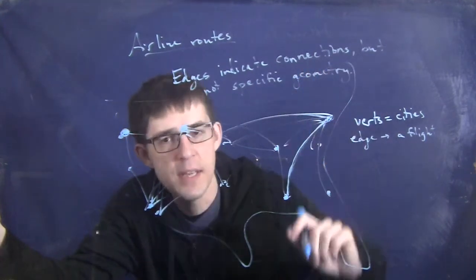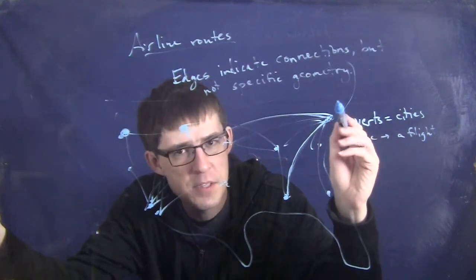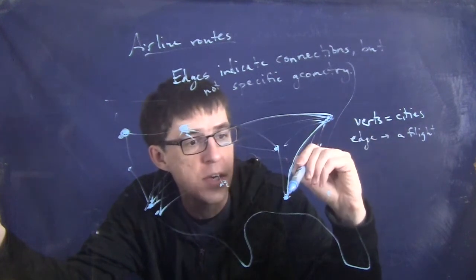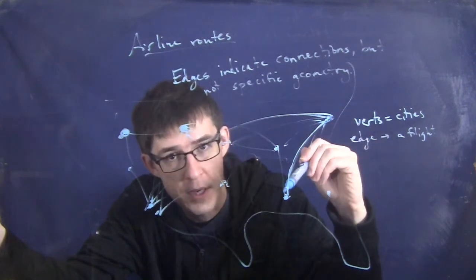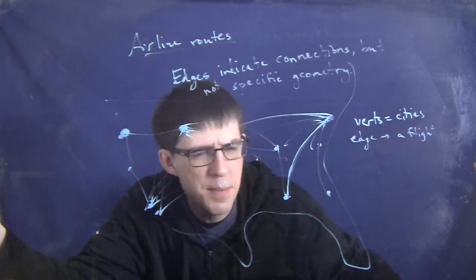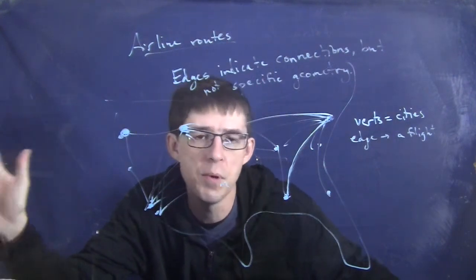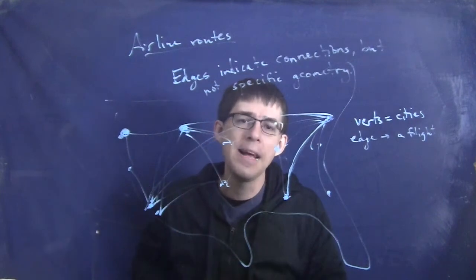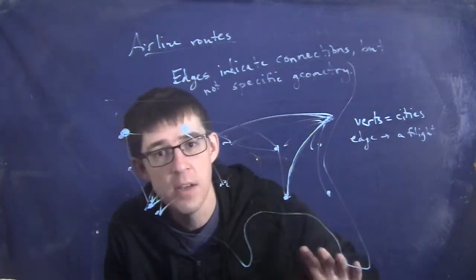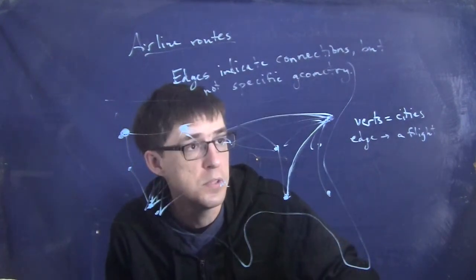What I mean by that is just this line here is not really meant to indicate that the plane actually flies along that line specifically. It just means that there is a plane which goes from here to here, and there's some connection. But the line itself is not meaningful as a geometric line. That's what makes graph theory different from other types of geometry. You notice that we will never talk about things like angles of lines or how curvy the line is, or even how long the line is. None of those things are relevant in a graph in the typical usage of graphs.